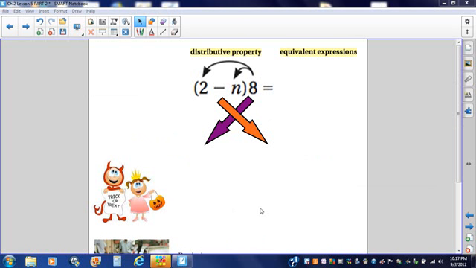Alrighty guys, first example I would like you to write down in your spiral. Please write the expression, nice vocabulary word, parentheses 2 minus n, parentheses 8. We're going to do the distributive property, but instead of doing it backwards like the book does it, I am going to suggest that you simply rewrite the problem so that the 8 is in the front. We're going to put the 8 in the front, and take the parentheses 2 minus n and put it here in the back.